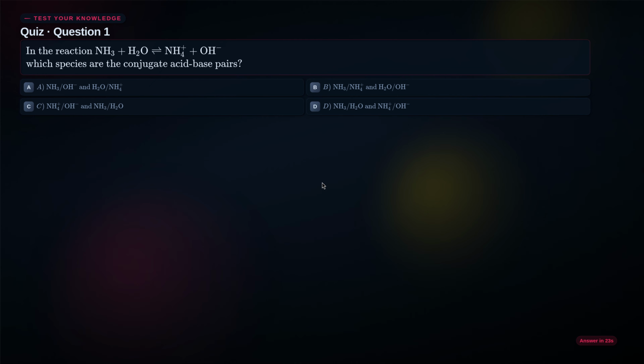The correct answer is option B. Conjugate pairs differ by exactly one H+. NH3 accepts a proton to become NH4+, so they form one pair. H2O donates a proton to become OH-, so they form the other pair.